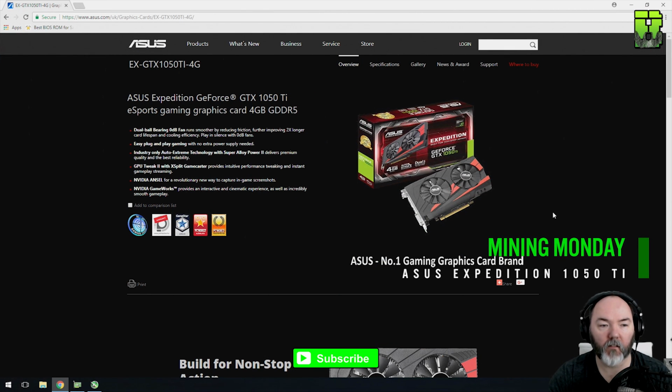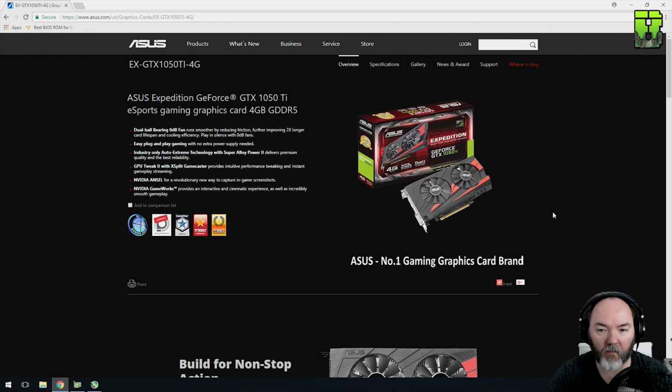Today I'm going to be showing you the Asus Expert Edition 1050 Ti. I'm going to show you the hash rate to power consumption for mining Ether, but you can use that on other coins to work out what kind of profitability you can get. I paid about £150 for this card.